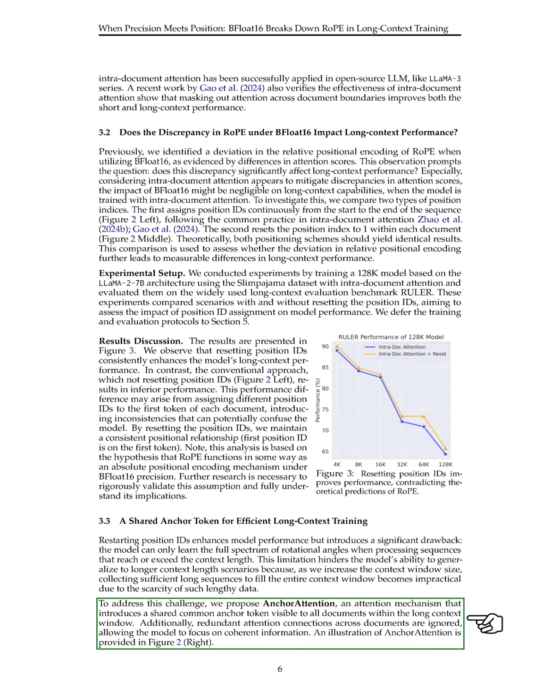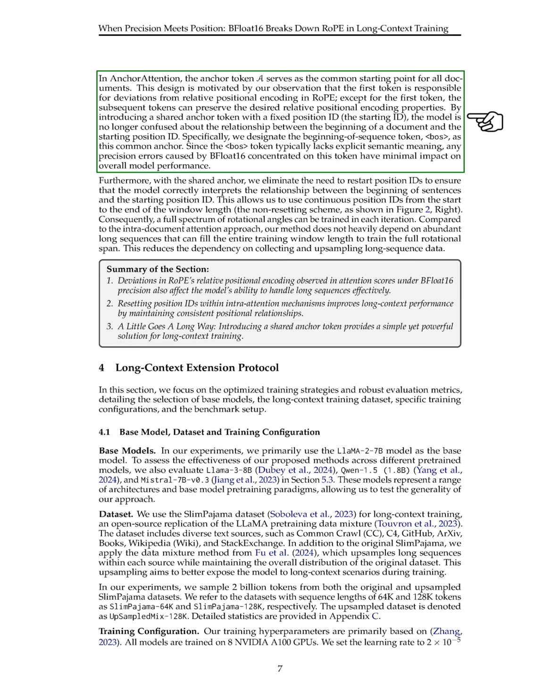In AnchorAttention, the anchor token serves as a common starting point for all documents. We observed that the first token significantly influences deviations in relative positional encoding. By using a shared anchor token with a fixed position ID, we eliminate confusion about the relationship between the start of a document and the position ID. We designate the beginning of sequence token as this common anchor, which minimizes the impact of any precision errors from BFloat16.